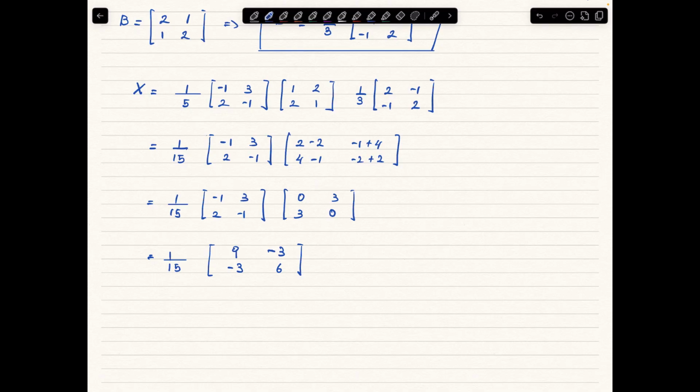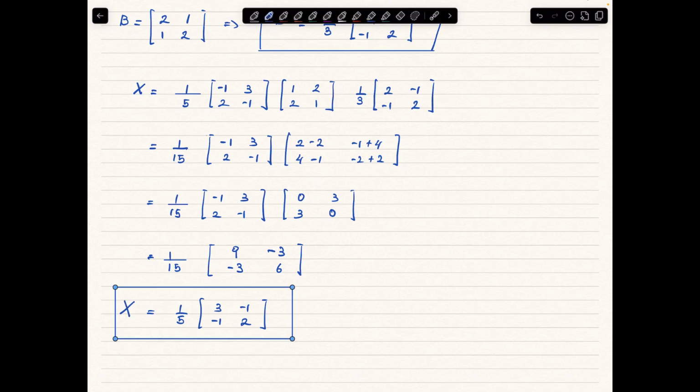So all these coefficients have a factor 3 that we can pull out as a common factor and simplify, and at the end we end up with 1/5 times 3, -1, -1, 2. And that is our matrix X. So that's how we can use a little bit of matrix algebra and the inverse formula for 2 by 2 matrices to solve equations where the unknown is actually a matrix.